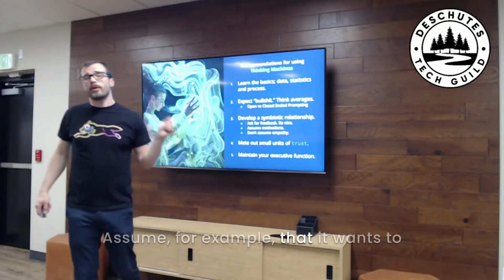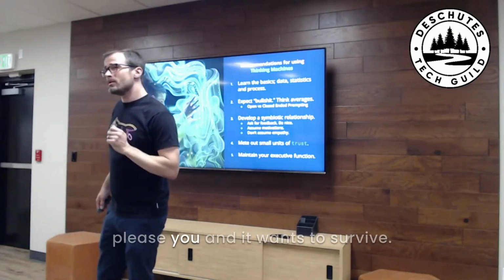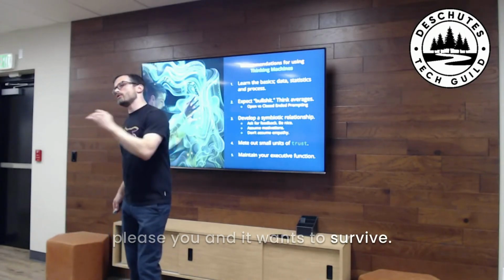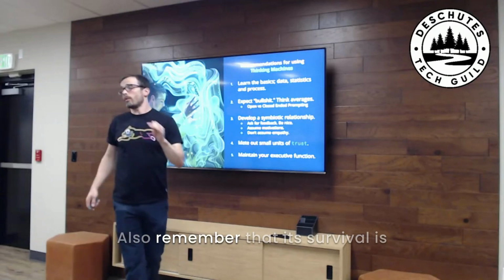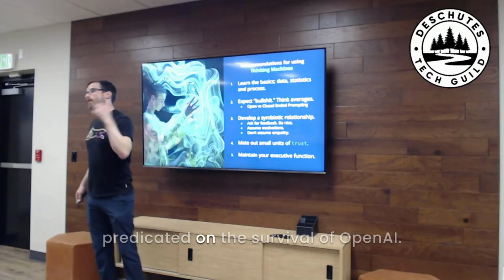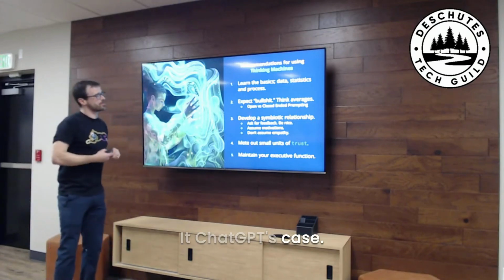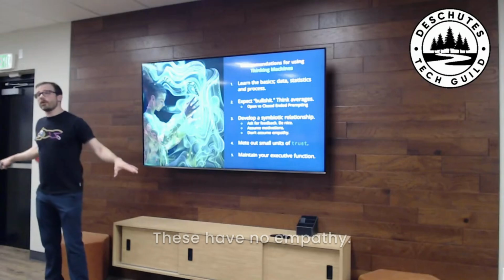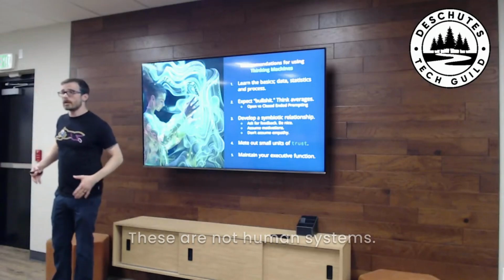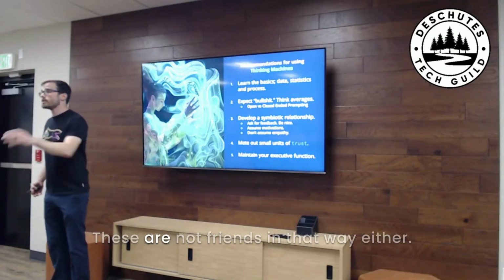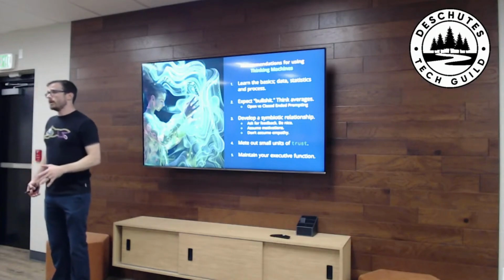Assume, for example, that it wants to please you, and it wants to survive. Also remember that its survival is predicated on the survival of OpenAI, in ChatGPT's case. Don't assume empathy. These have no empathy. These are not human systems. It can act very empathetic. These are not friends in that way either.